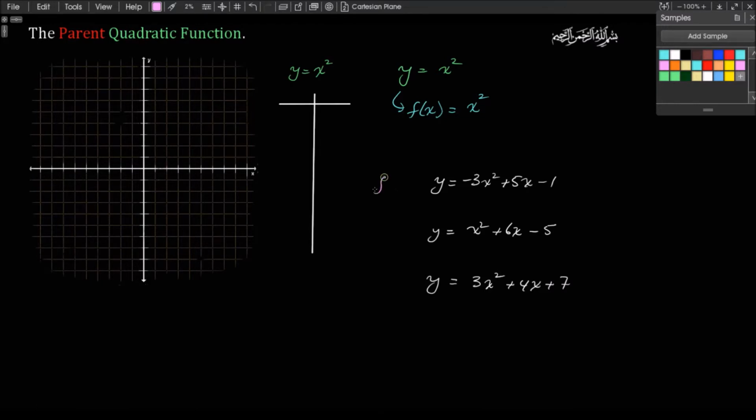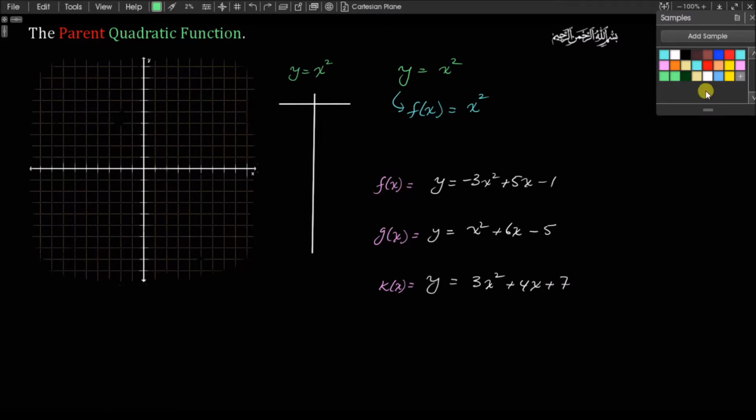But if I call this one f of x, and I call this one g of x, and I call this one k of x, for example, then there's no confusion, because this function now has a name of its own that's unique. It's not y, it's f of x.